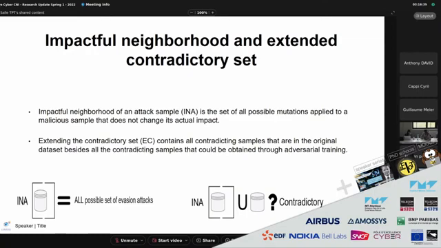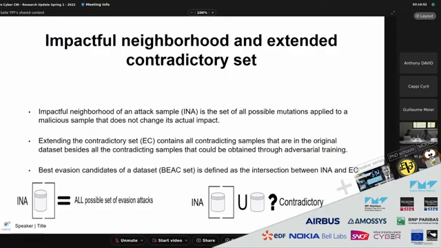And so there's this interesting situation: can we find an attack sample that is related to the elements inside the INA and contradicts normal samples in the original data set? We will call this set of elements the best deviation candidate of a data set, or PEAK.